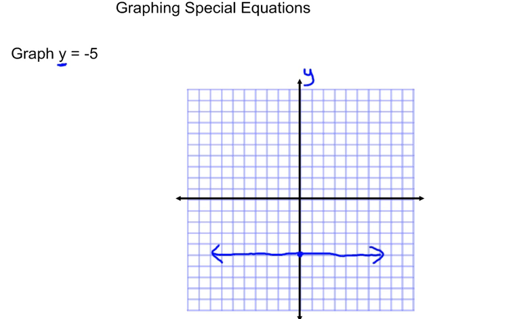The important thing to remember is that it can only cross the y-axis. And since it can only cross the y-axis, it either has to be a horizontal line or a vertical line, and the horizontal line crosses the y-axis. The vertical line would run parallel to it.